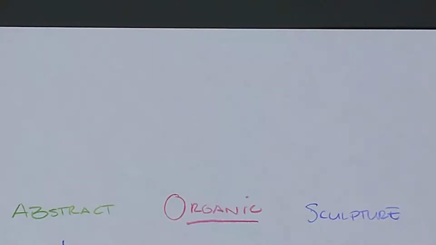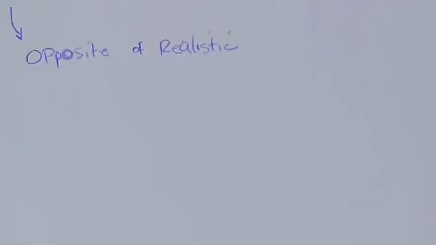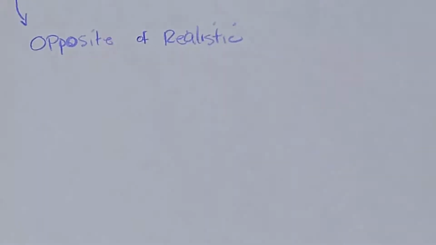We are covering abstract organic sculpture. We need to move on from the word sculpture and the word organic. The last word we need to talk about is abstract. But to get to the word abstract, we need to talk about realistic. So abstract is the opposite of realistic.